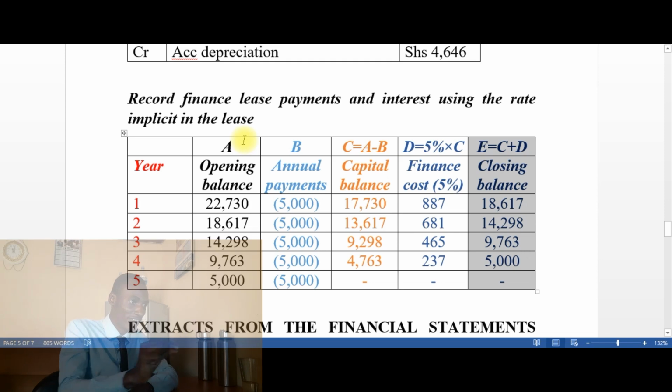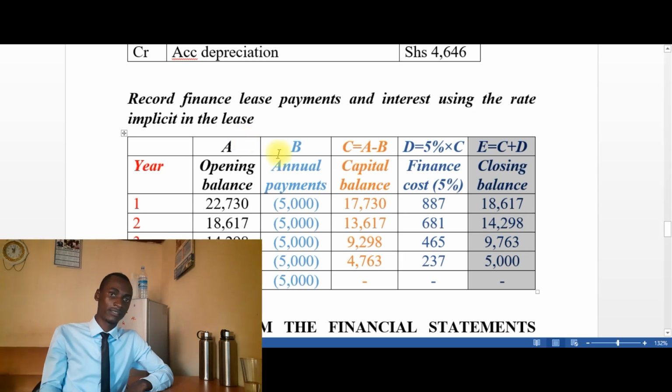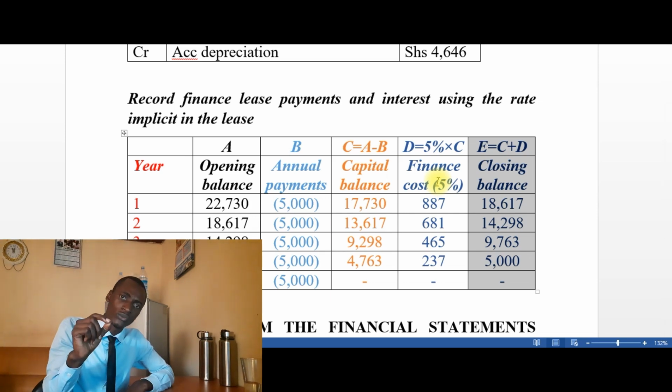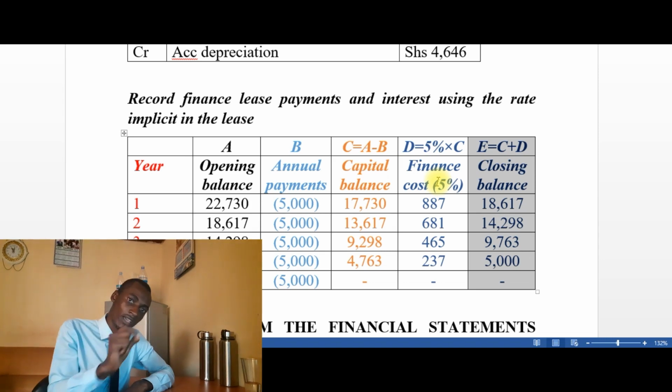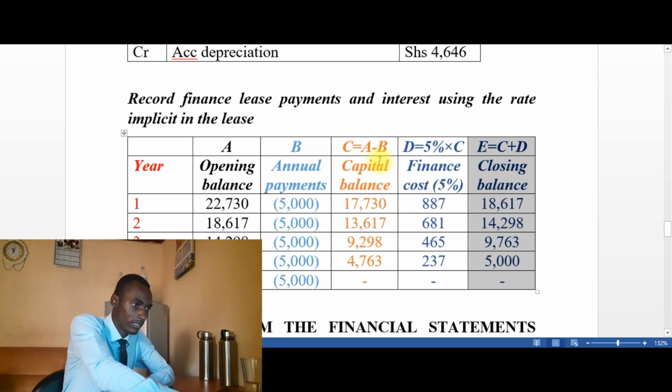Now, this is the format of the table whenever payments are made in advance. That is at the start of the year. So get your year's opening balance. But because the payments are made at the start of the year, we first reduce the opening balance by those annual payments to come up with a capital outstanding balance. Then after coming up with your capital outstanding balance, you can get your finance costs, meaning that I get my interest rate implicit in the lease, I apply it to the capital outstanding balance to come up with my finance cost. Then I get the closing balance.